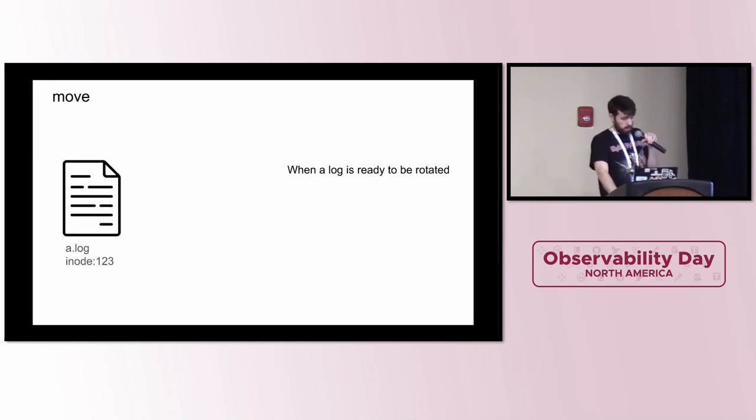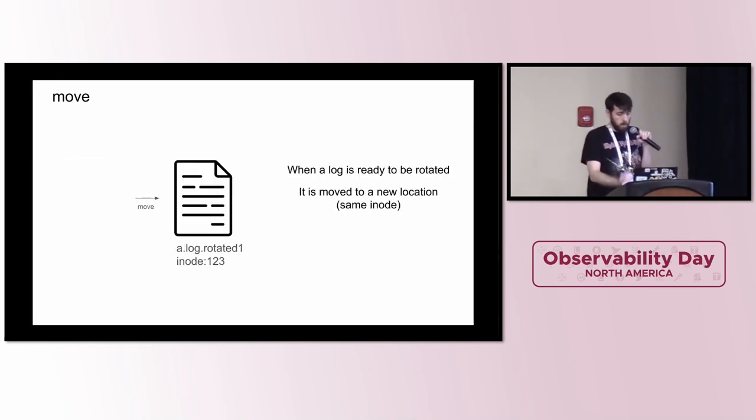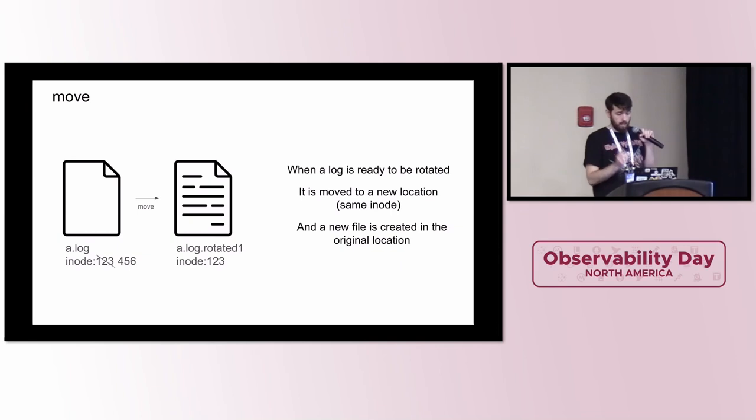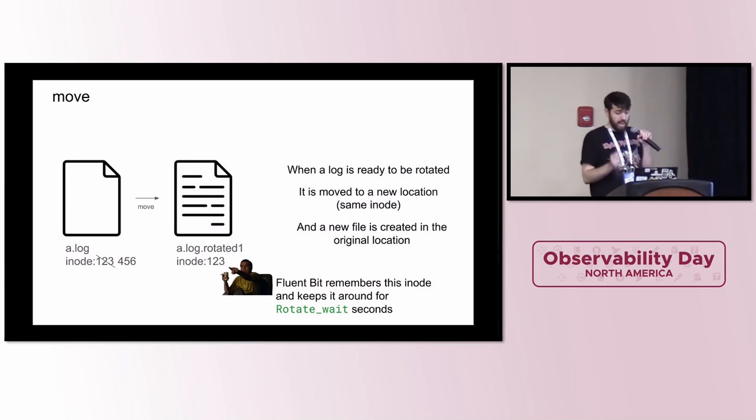Starting with a log, when it's ready to be rotated, you move it to the new path rather than copy. That means this is the same inode, but it has been moved, and you create a new file in place with the original name, and that's a new inode. Fluent Bit actually can remember that inode. It will detect the rotation by seeing that the name of the file has changed, but because it remembers the inode, and presumably the device of that file hasn't changed, it can still remember the file and it will keep it around for rotate wait seconds.